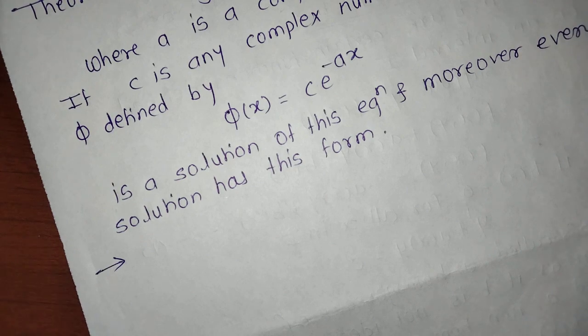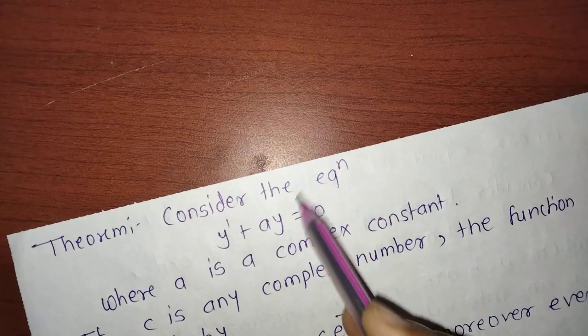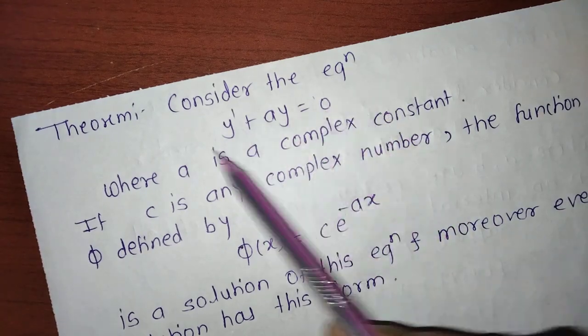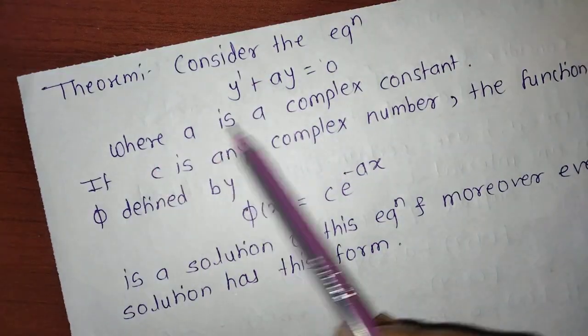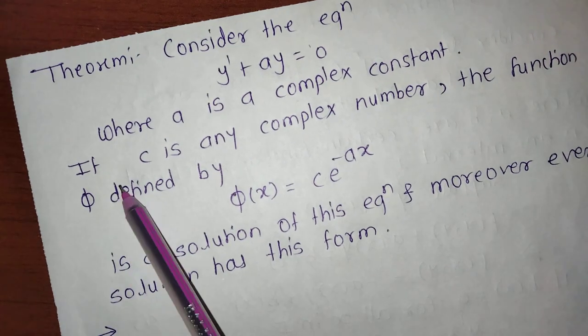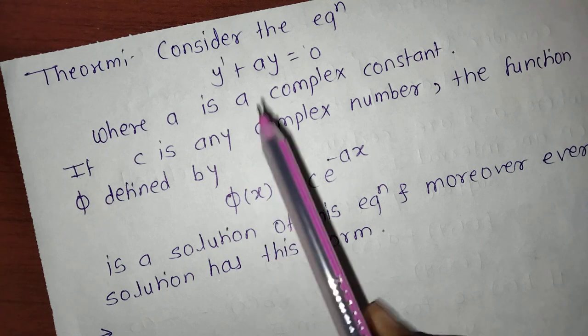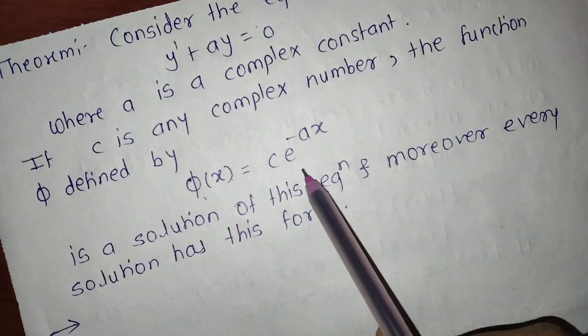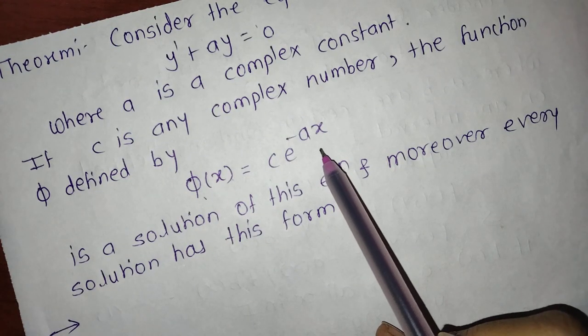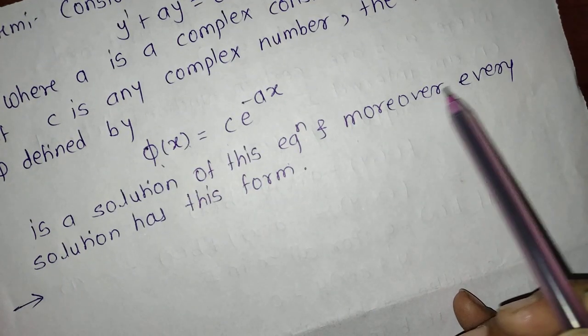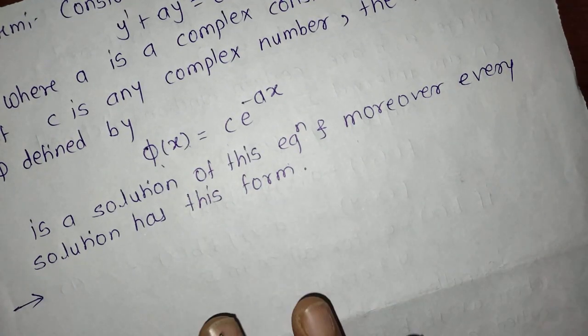Now, next theorem. Consider the equation y' + ay = 0. This is the homogeneous equation where a is a complex constant. If c is any complex number, the function phi defined by phi(x) = c e^(-ax) is a solution of this equation, and moreover every solution has this form.